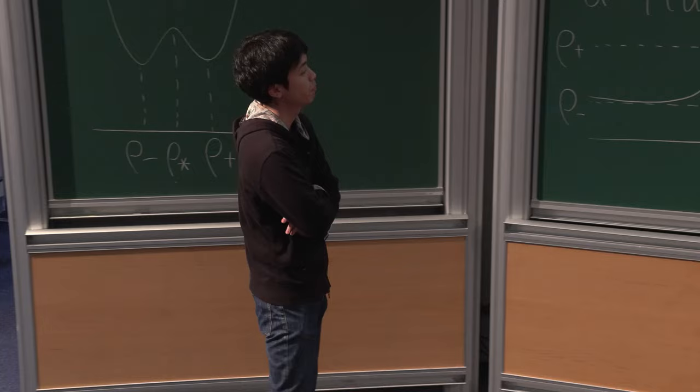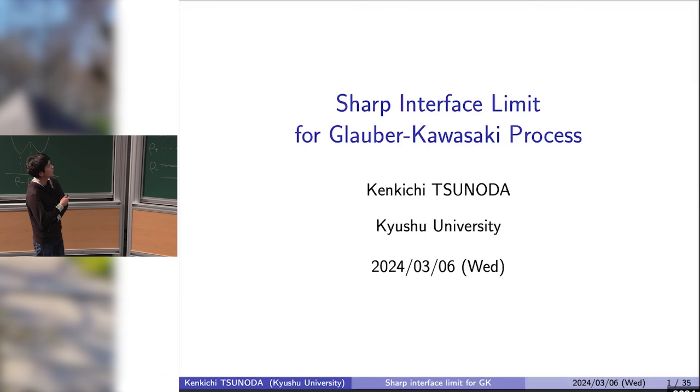So today I'd like to talk about this topic, sharp interface limit for so-called Glauber-Kawasaki dynamics.